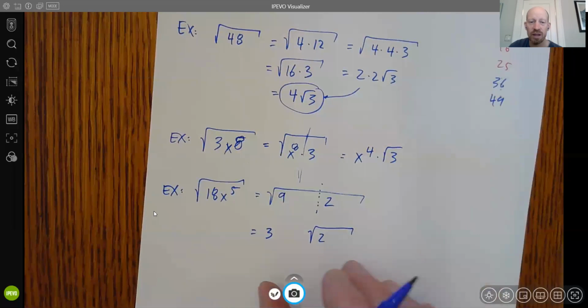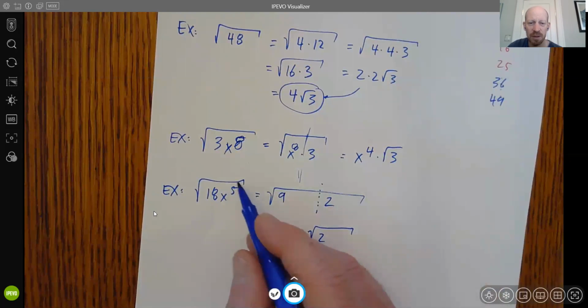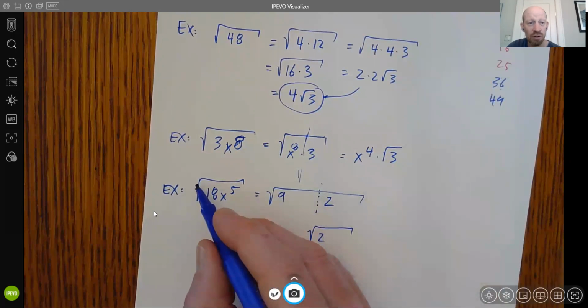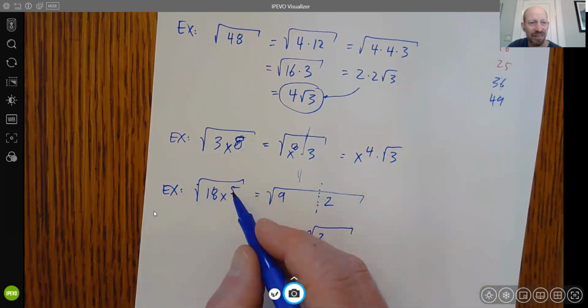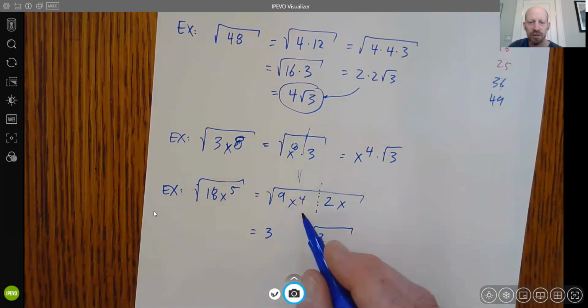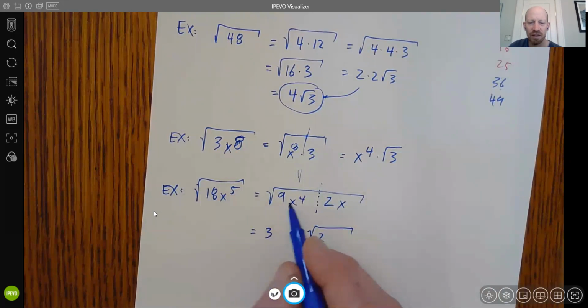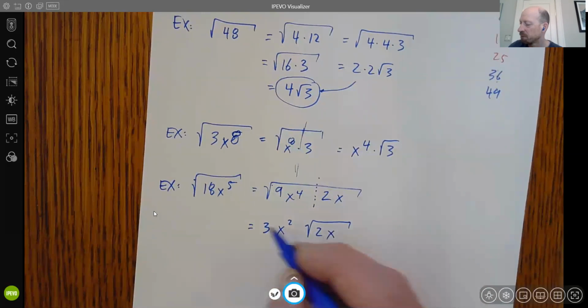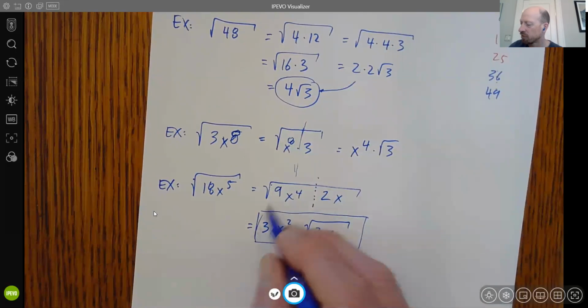Okay. So then my next part is to do the same thing with the x's. And here, remember, the square root is a 1/2 power. So what I need is an even x. X to the 5th isn't going to work, but x to the 4th certainly would work. X to the 4th times x is x to the 5th. The square root of x to the 4th, remember with the exponents, I'm going to divide 4 by 2. That's going to give me x squared. And that x is going to stay inside.